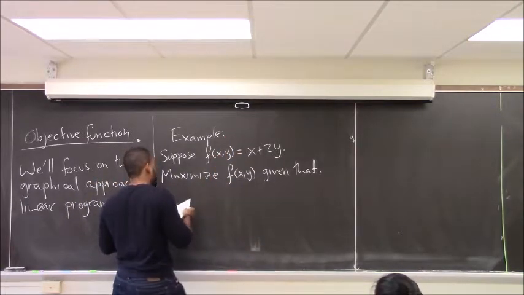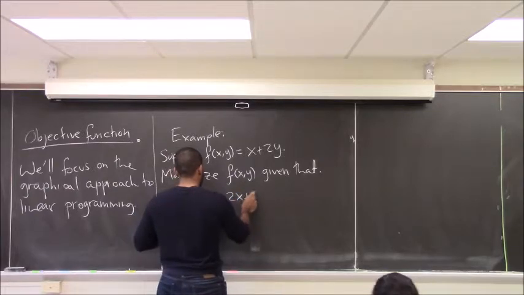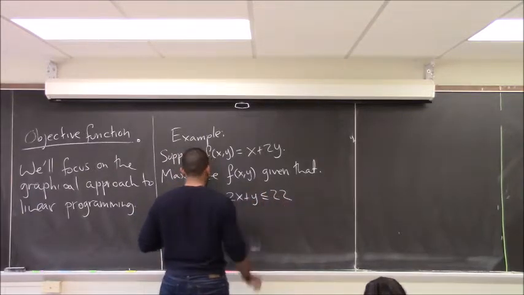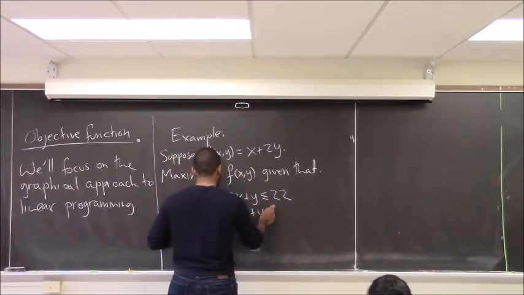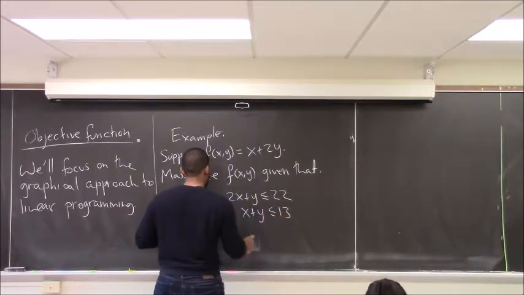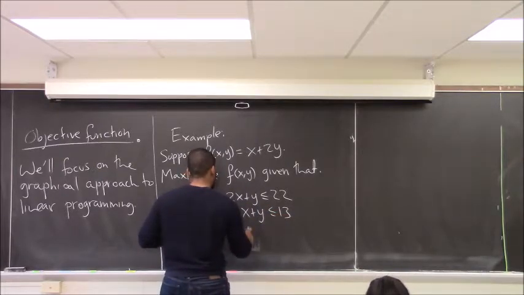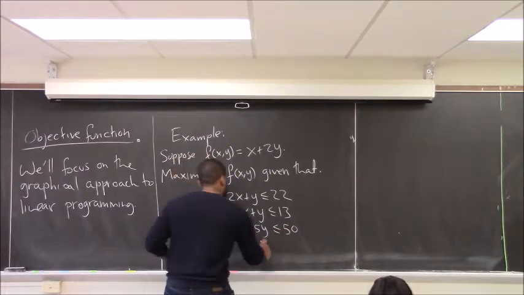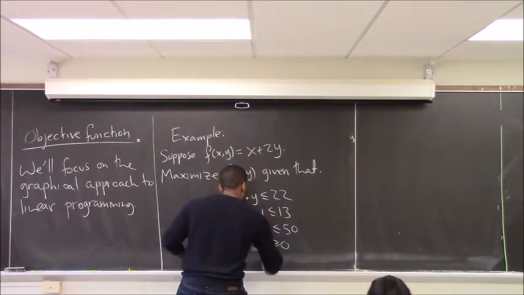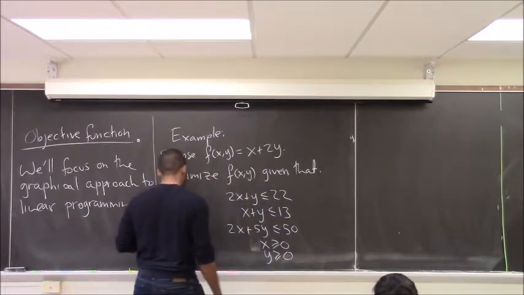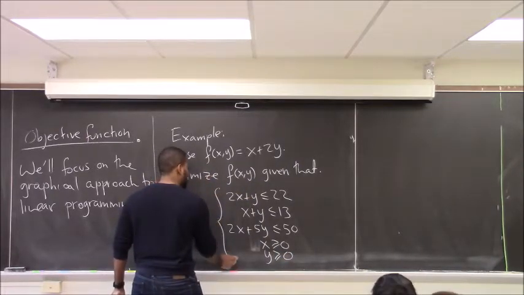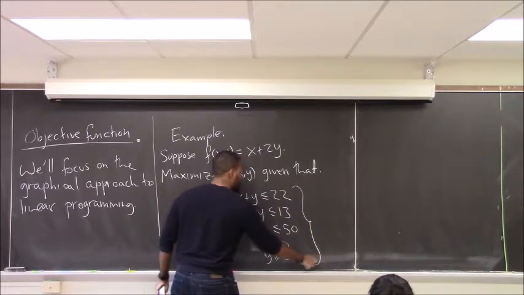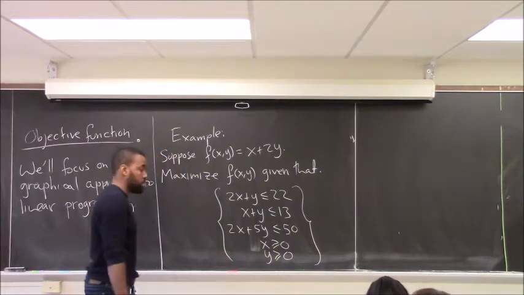Given that the following are true: 2x plus y must be less than or equal to 22, x plus y must be less than or equal to 13, 2x plus 5y must be less than or equal to 50, x must be greater than or equal to 0, and y must be greater than or equal to 0. Let's just pretend, for whatever reason, the situation you're in requires these things to all happen.